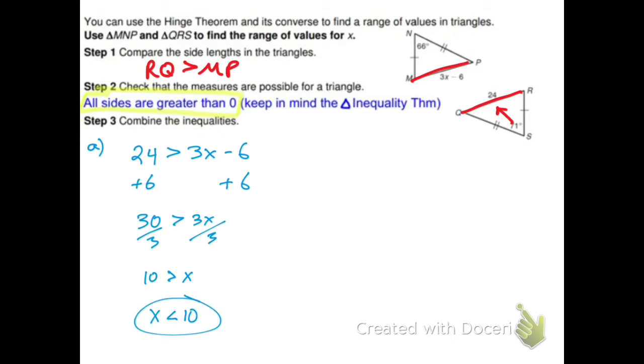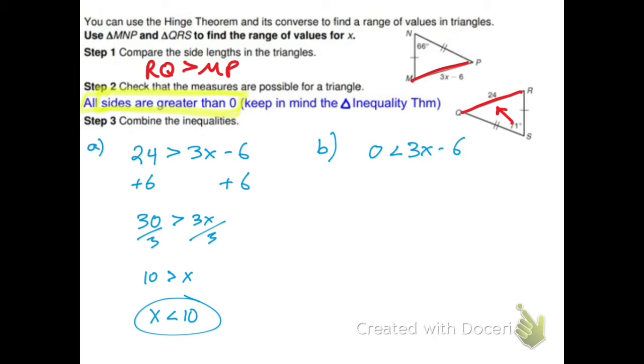But I'm not done, because I still have to remember that all sides have to be greater than 0. So the second thing I have to do is say that 3x minus 6, remember this is the shorter side, 3x minus 6 has to be greater than 0. It can't be a negative value, and it can't be a 0 value. So this is my second thing I always have to set up, is the side being greater than, or the angle being greater than 0.